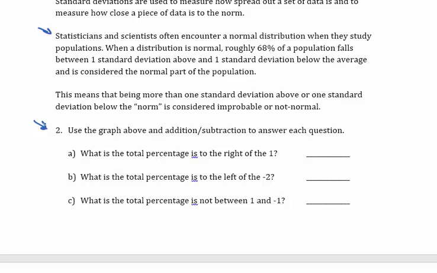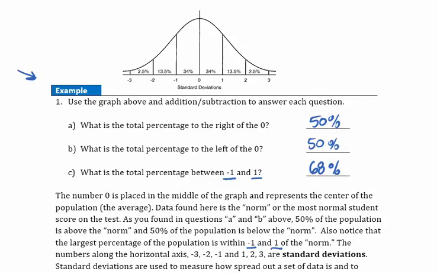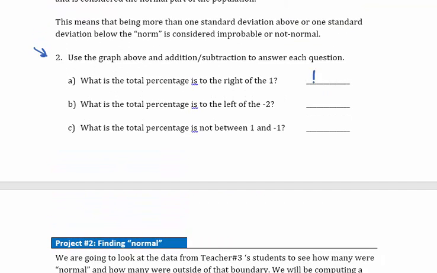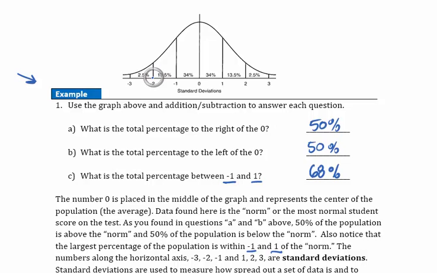All right, well, let's see. What is the total percentage to the right of 1? Well, let's look back up here at our graph. Total percentage to the right of 1, we're going to add 13.5 and 2.5 there. So that's going to be 16%. So hopefully you came up with 16% for question 1. What is the total percentage to the left of 2 standard deviations below? Let's see, if we look at 2 standard deviations below, to the left of that is going to be 2.5%.